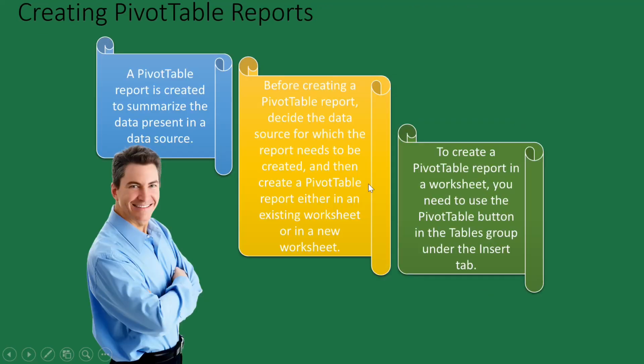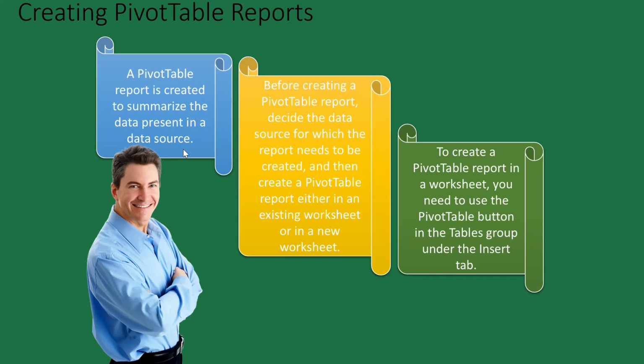So let's discuss what a pivot table is basically. Let's define it first. A pivot table report is created to summarize the data present in the data source. So what does a pivot table basically do? It just summarizes the data. What do you mean by summarize? A very simple example: suppose I have product ID, product name, product sales, product price, right? Once I put in the product IDs, it will summarize all the data. What is the name of the product? What is the product price? What are the sales? What is the quantity?